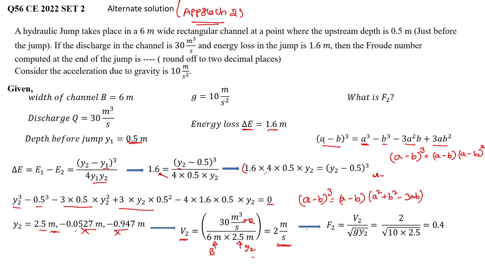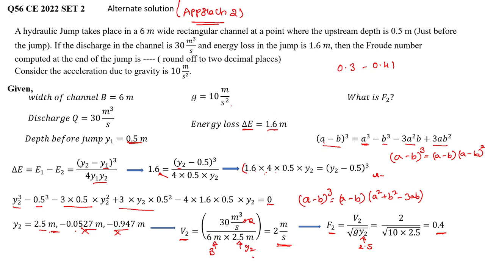There is a slight difference in the values between approach 1 and approach 2. But don't worry, the correct value range they have given us is 0.3 to 0.41. So this alternative solution also falls in this range. Now we know V2, and how can we calculate F2? F2 equals V2 divided by the square root of G into Y2. As we know, Y2 equals 2.5 meters. By substituting this, we reach the value of 0.4. In the previous approach, we got a value of 0.32. Here we got 0.4. Both the approaches are correct.